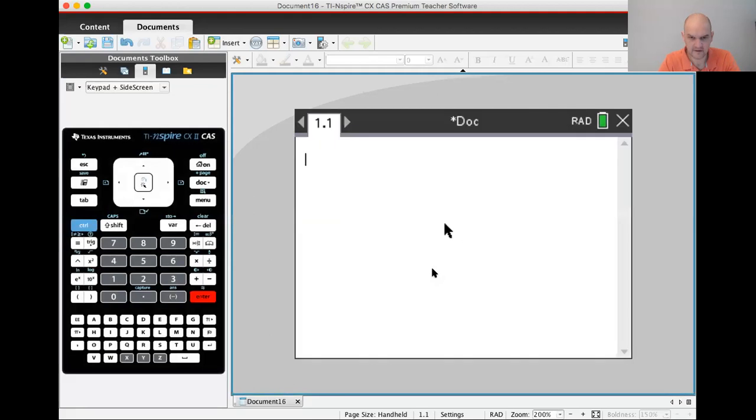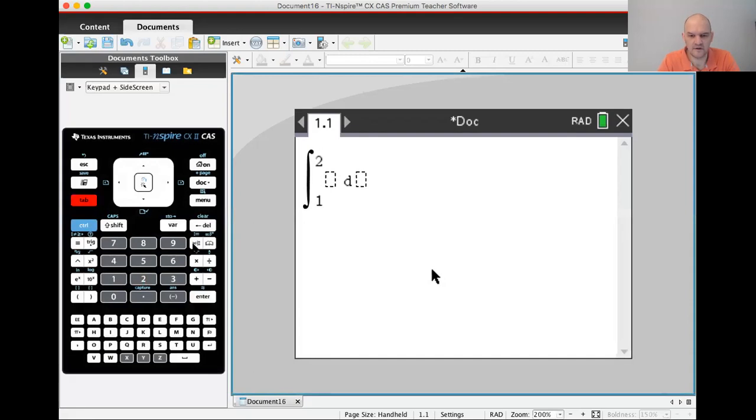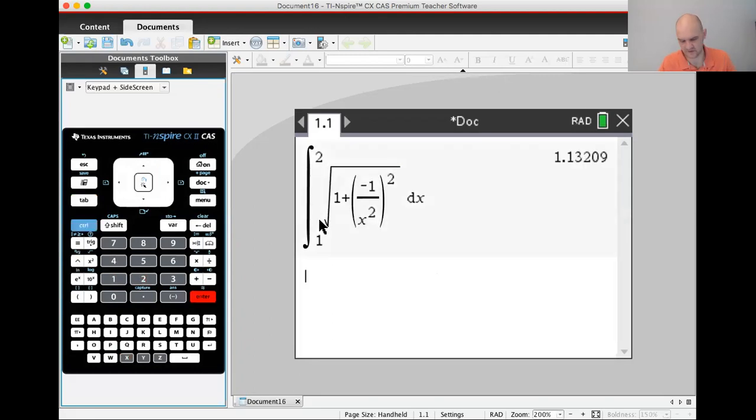Here, I'm just going to do the integral from 1 to 2 of the square root of 1 plus negative 1 over x squared, squared, dx, and 3 decimals. So 1.132. So approximately 1.132. All right, let's go back to the notes and see what the next problem is.